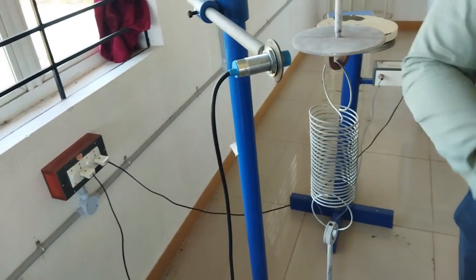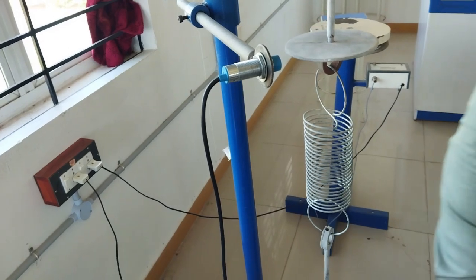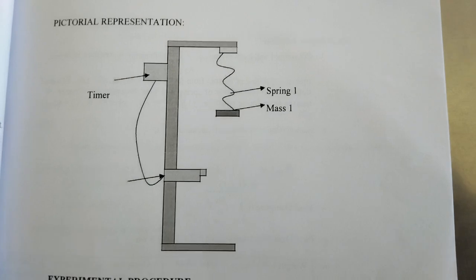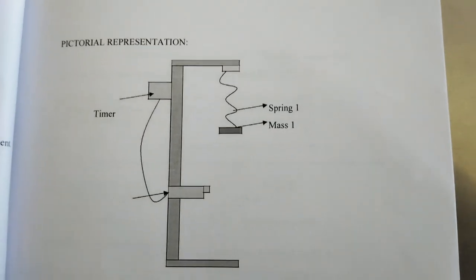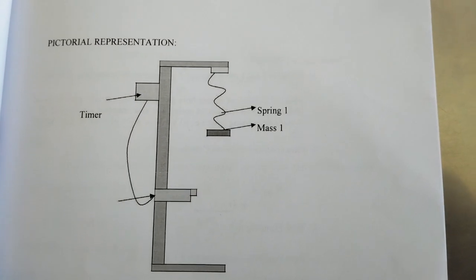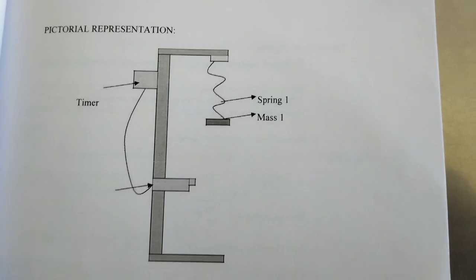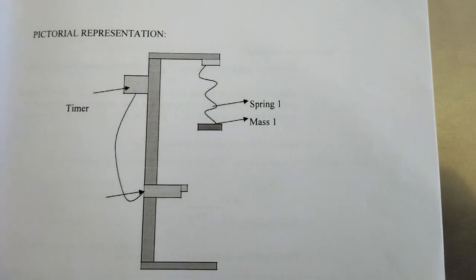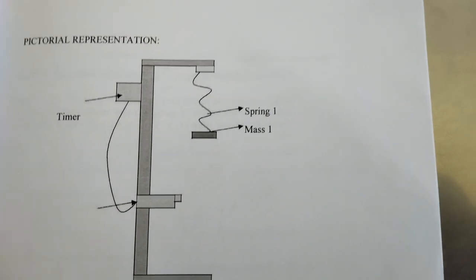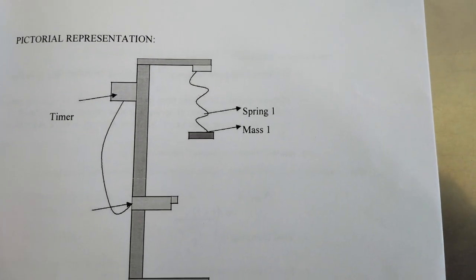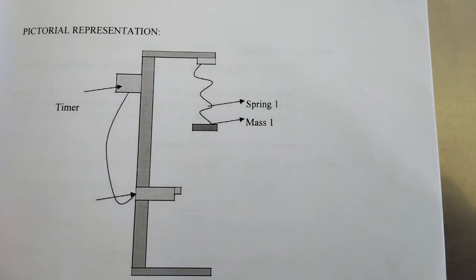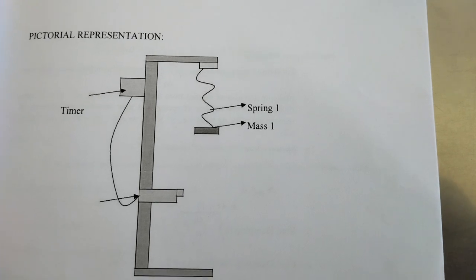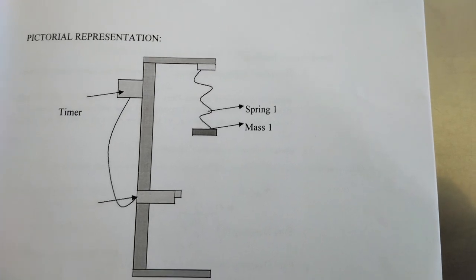Now we are going to see the pictorial representation of the experiment. This is the pictorial representation of the spring mass system. So here we connect spring 1 to the fixed end. At the other end of the spring we add the mass, and then the timer and also the base. The fixed beam setup we are going to attach to the base.